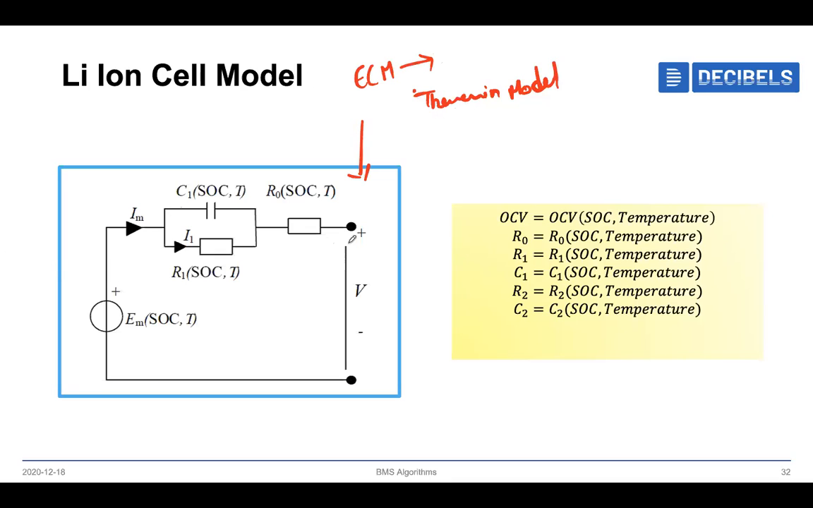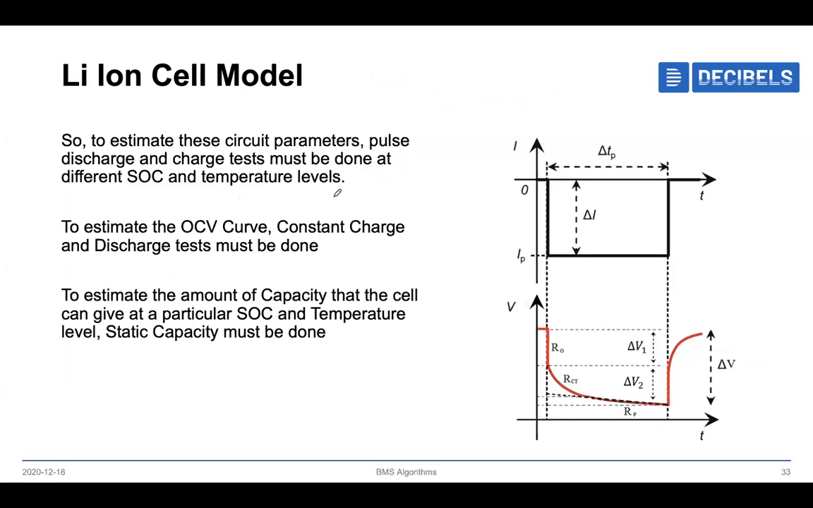I found it a more accurate model for estimating the parameters. So here every parameter, whatever you are seeing over here, open circuit voltage, capacitance, R1, R0, everything is a function of state of charge and temperature. But how can we find this data? We can find this data by conducting a test called the HPPC test, as I told you before, or an EIS test, electrochemical impedance spectroscopy test.